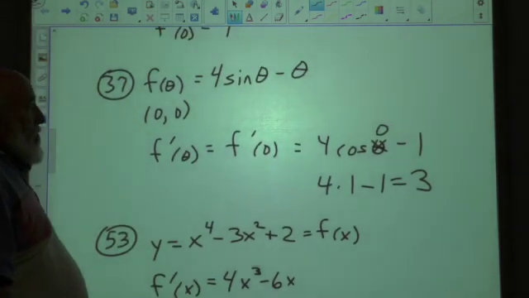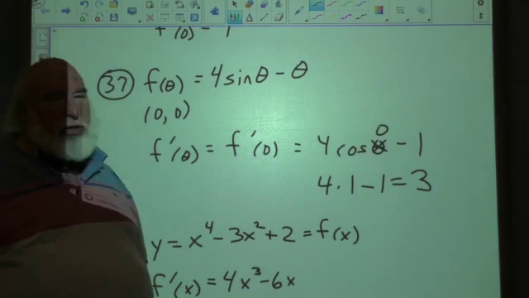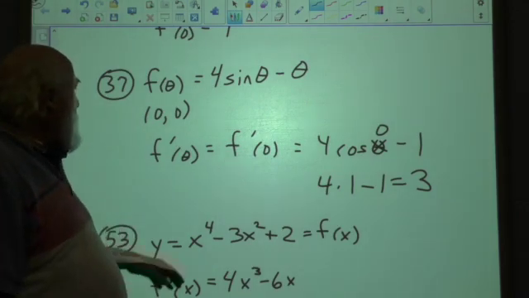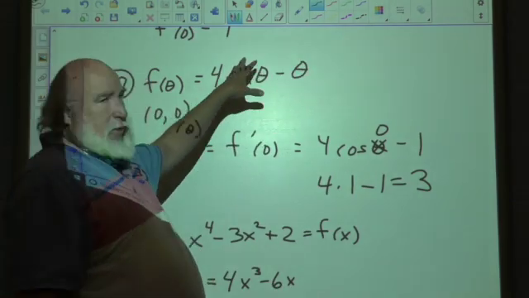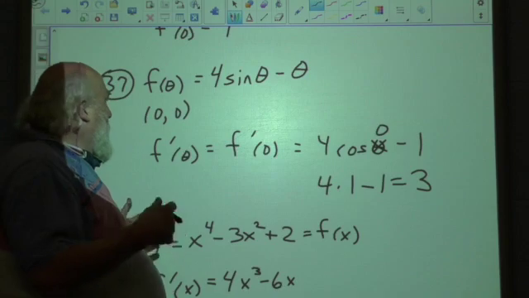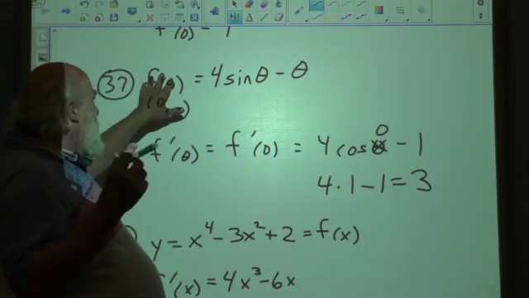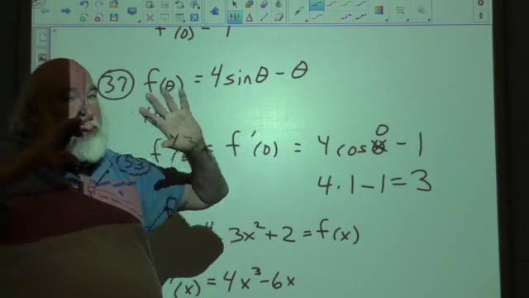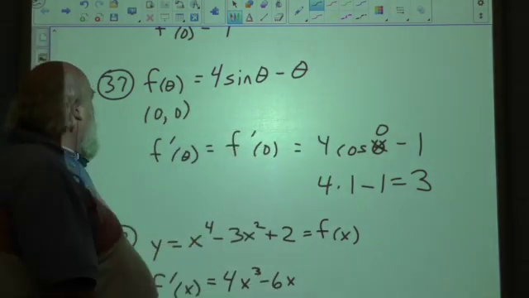For number 37, this is a little tricky one, but you have to think in terms of x. This is the best way to do this, at least particularly for this part. Now here you can't do that. Or you could, but it's like if this was a function of x equals 4 times sine of x minus x, then I think you'll understand what we're talking about here.